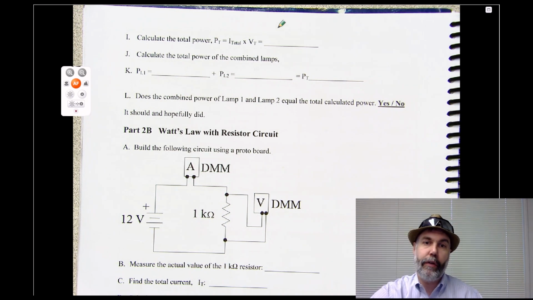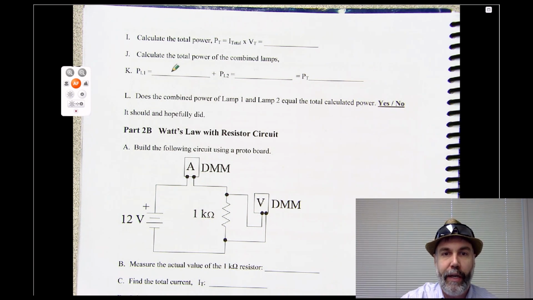So you're going to use this to find the total power, and then you're going to find the power for lamp 1 and lamp 2 and see if the power for lamp 1 plus the power of lamp 2 is the same as your total calculated power. Hopefully it should be pretty close. Okay.